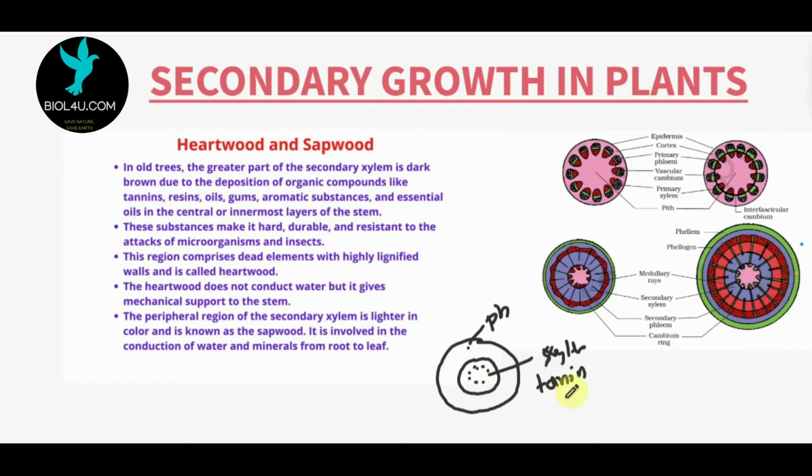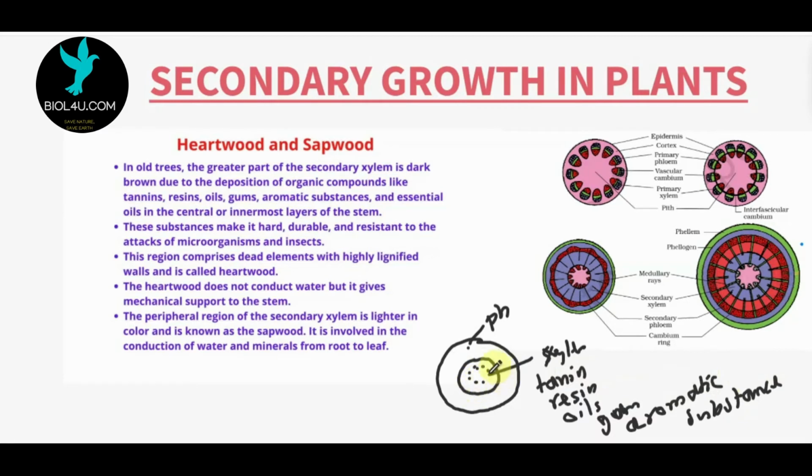Tannin or resin, or both, or gum, or different types of oils, or aromatic substances. These aromatic substances are deposited in the secondary xylem. We cannot name every one of the different aromatic substances that are depositing on the secondary xylem. So what happens? The secondary xylem becomes very dark in color.